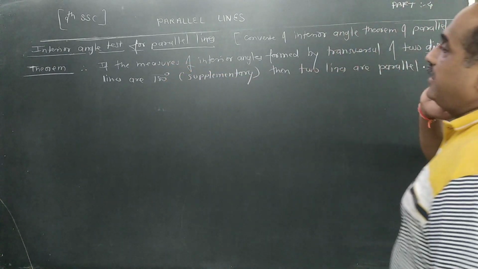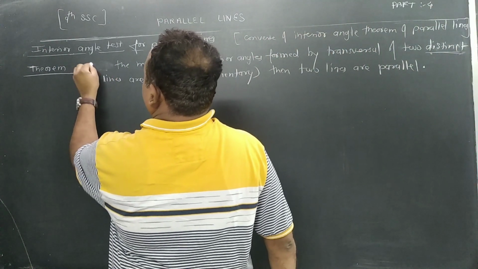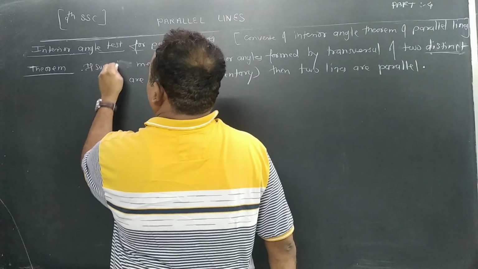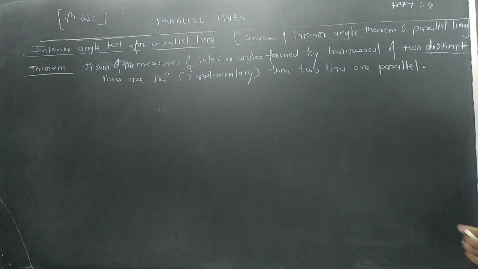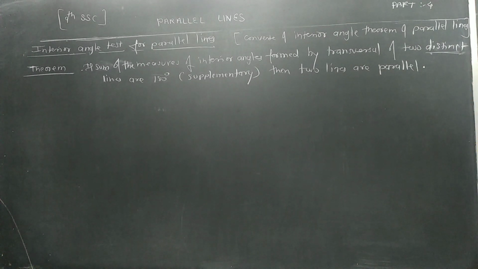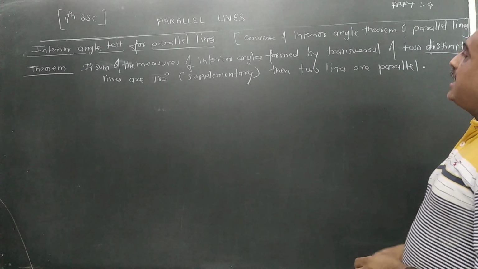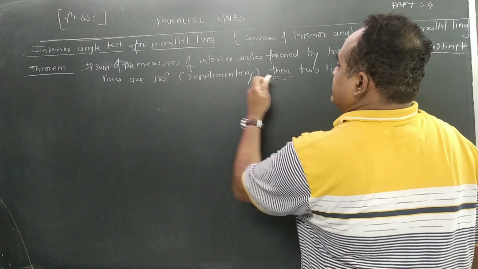If the sum of the measures of interior angles formed by a transversal of two distinct lines is supplementary, then the two lines are parallel. Once again, if the sum of the measures of interior angles formed by a transversal of two distinct lines is supplementary, then the two lines are parallel. In this, before that is a given part, right?